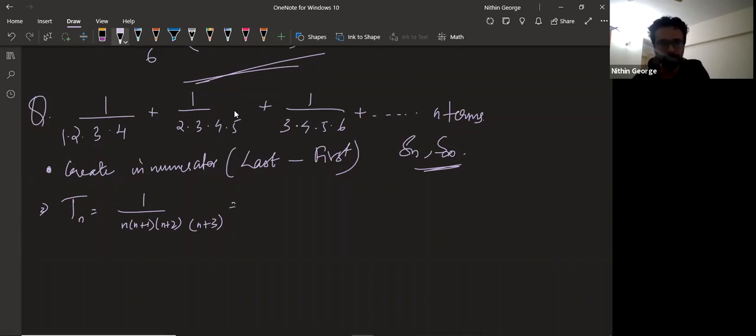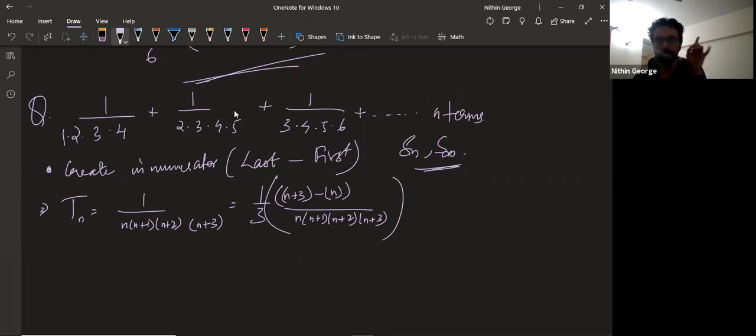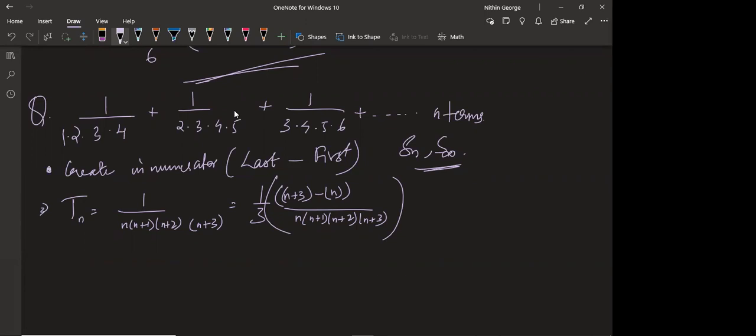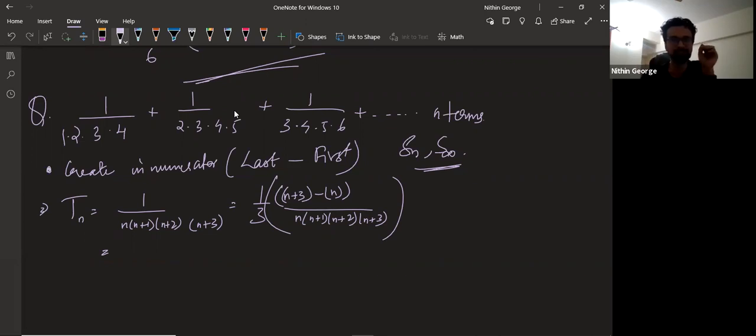Now, I said, right, create a numerator last minus first. The last term is n plus 3 minus first is n. Okay, rest everything will remain as it is. Okay, but because of last minus first, what happens? The numerator becomes 3. So to make up for it, you divide by 3 outside. Okay, this will be the nth term. Are you with me here? Yes, sir. Okay, the idea is you're trying to split this into a difference of 2 parts.